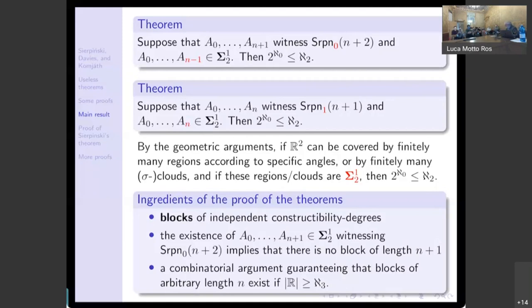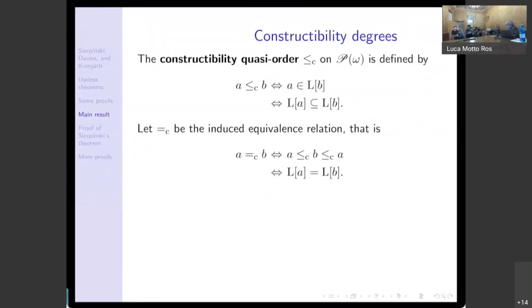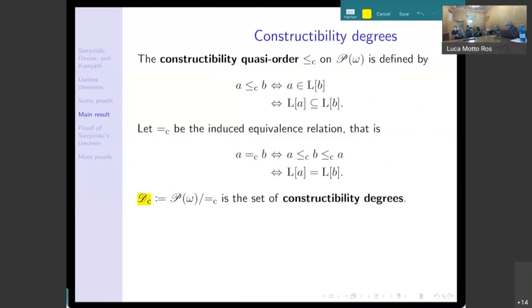Let me briefly say something about the constructibility degrees. The constructibility order is the quasi-order on the reals: A is before B if A belongs to L of B, equivalently L of A is included in L of B. Then you get the constructibility equivalence: A is constructibly equivalent to B just in case L of A is equal to L of B. And these are the constructibility degrees, the reals modulo constructibility equivalence.